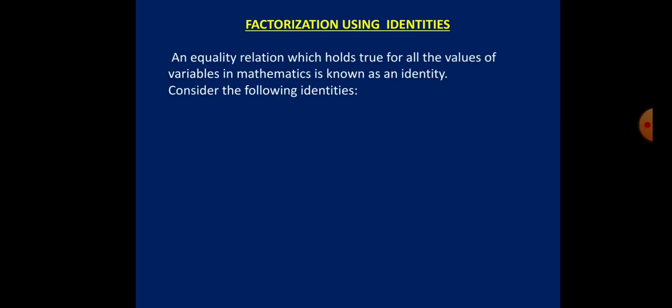Now I am going to illustrate the most important method of factorization, and it is factorization using identities. To understand this method, we first need to understand what an identity is. Well, an identity is an equality relation which holds true for all values of the variables. Now here are some popular identities: a squared minus b squared equals a plus b times a minus b, and a plus b whole squared equals a squared plus twice ab plus b squared.